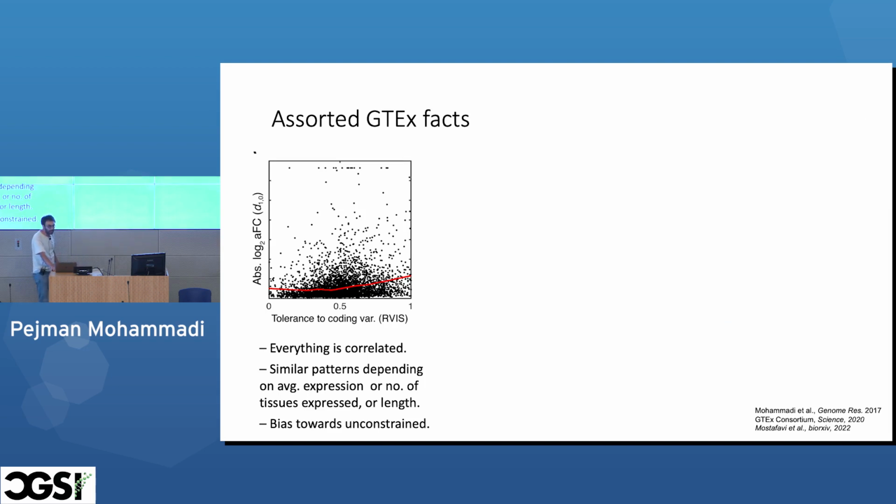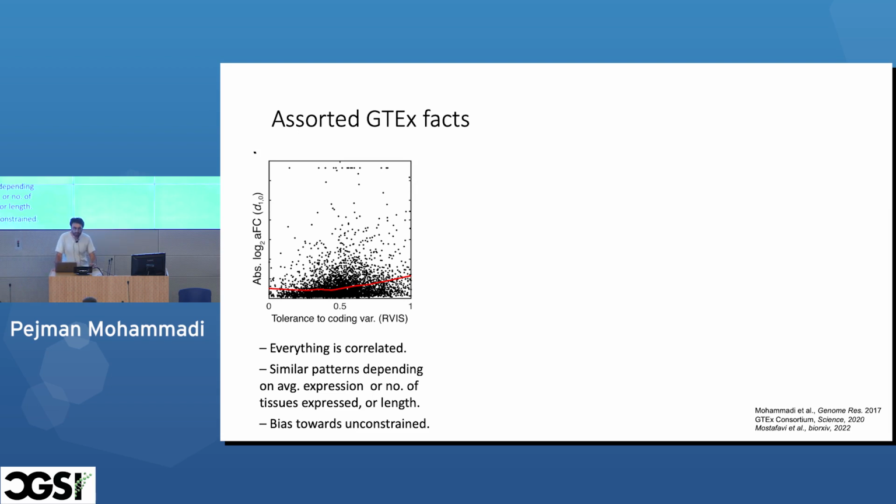All right, so some assorted facts about GTEx. If you look at the effects of the eQTLs, here I've sorted these genes by constraint. On this side you have the most intolerant genes, and on this side you have the most tolerant genes. As you can see, the more tolerant genes have larger eQTLs, and the less tolerant ones have lower eQTLs. That's expected, but this has ramifications. This is important because if you're interested in disease-causing genes, they tend to go that way rather than this way.